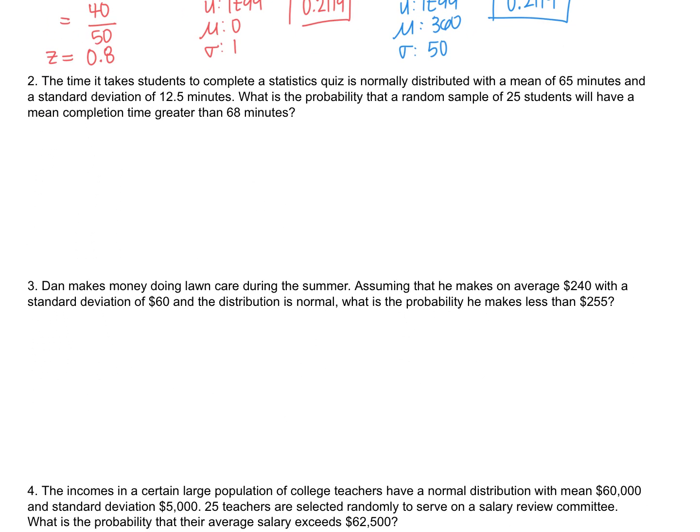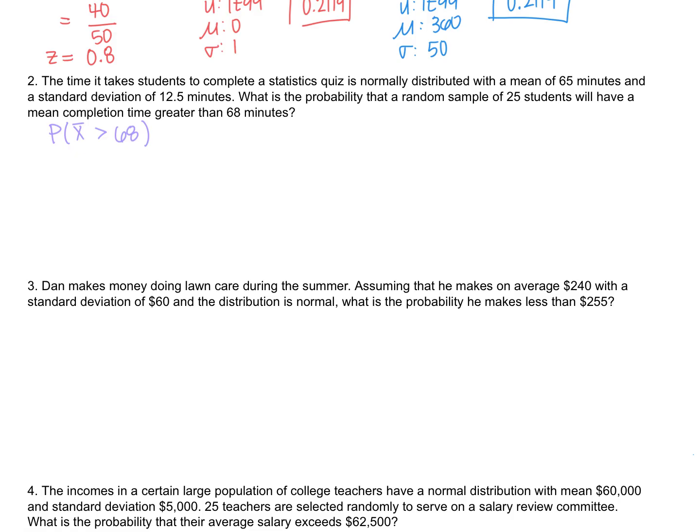In our second question, we have the time it takes students to complete a statistics quiz is normally distributed with a mean of 65 minutes and a standard deviation of 12.5 minutes. What is the probability that a random sample of 25 students will have a mean completion time greater than 68 minutes? My first step here is to write my probability statement. So we're trying to find the probability that X bar is greater than 68. The reason I'm using X bar here instead of just X is because now I have a sampling distribution. I have a sample size. So we're not looking at a single thing, we're looking at an entire sampling distribution.